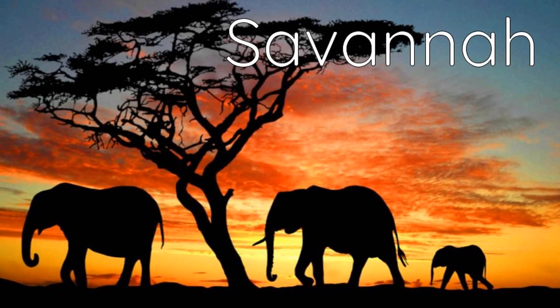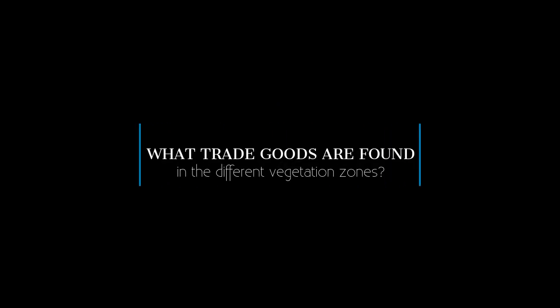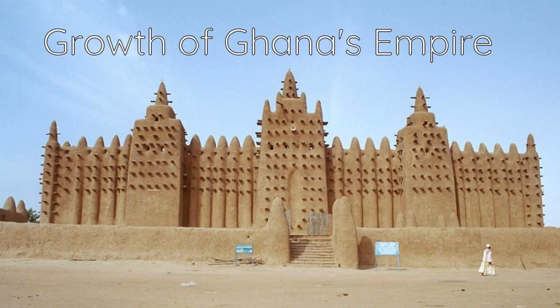Around AD 300, savanna and forest people began to use camels to transport goods. Camels could cover great distances with little food or water. These qualities made camels ideal for carrying goods across the Sahara. Traders used camels in groups called caravans. Camel caravans helped increase trans-Sahara trade. The question you guys should be able to answer in your head right now, what trade goods are found in the different vegetation zones?